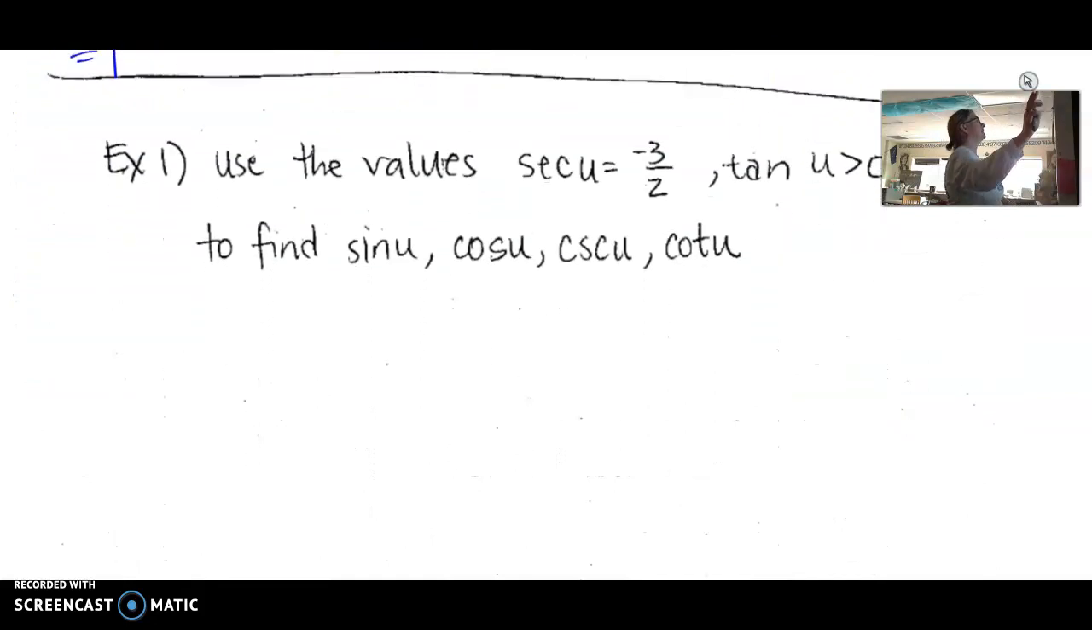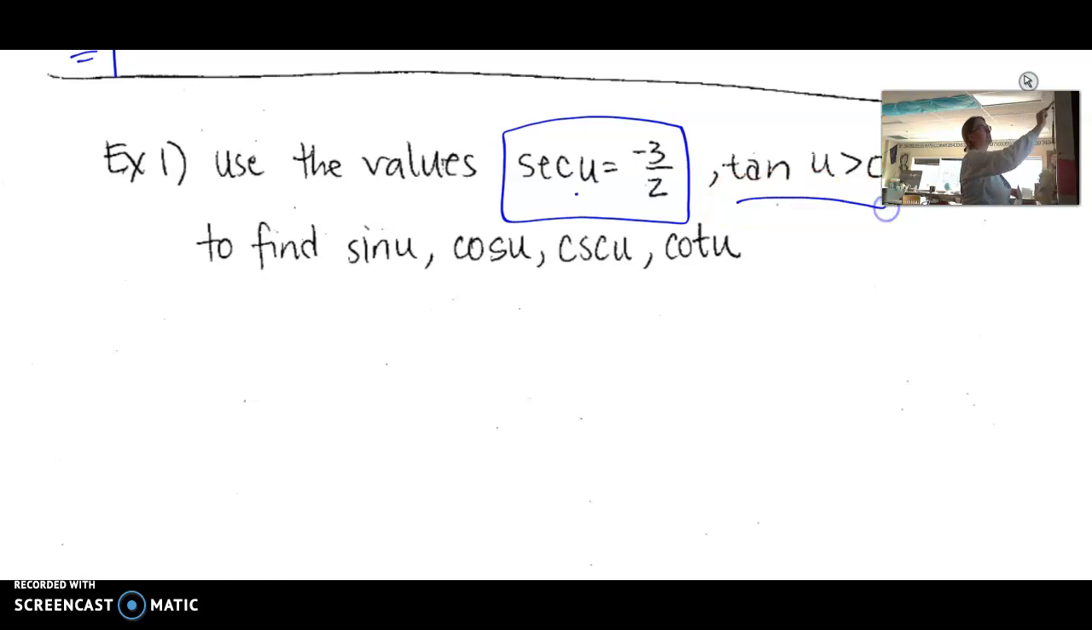Example 1. We're going to use some of these identities and figure out, if we know that the secant of an angle is -3/2, and it says that the tangent of that angle, notice these angles are the same, is positive, find sine, cosine, cosecant, and cotangent.